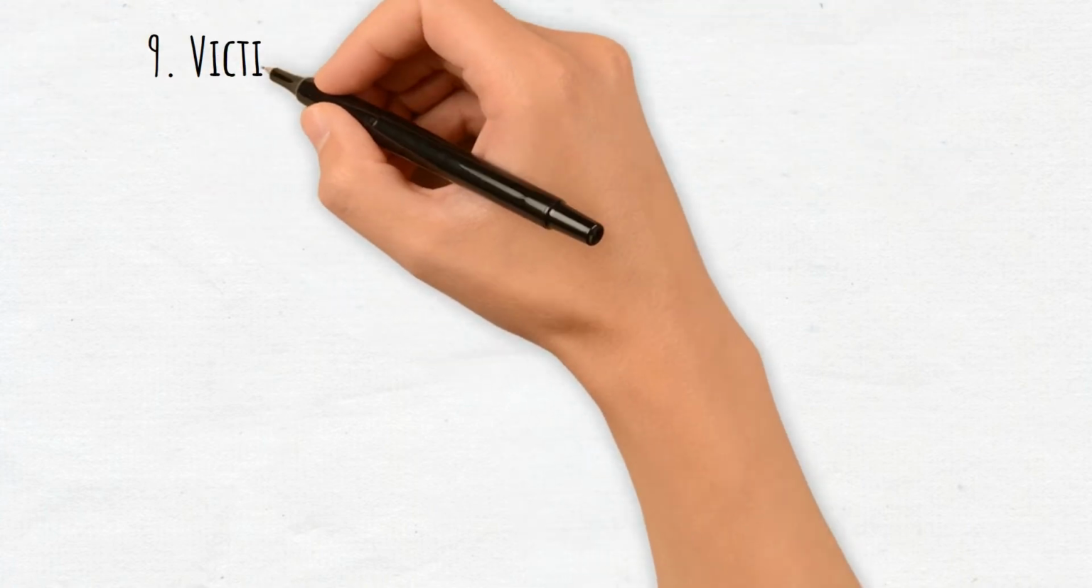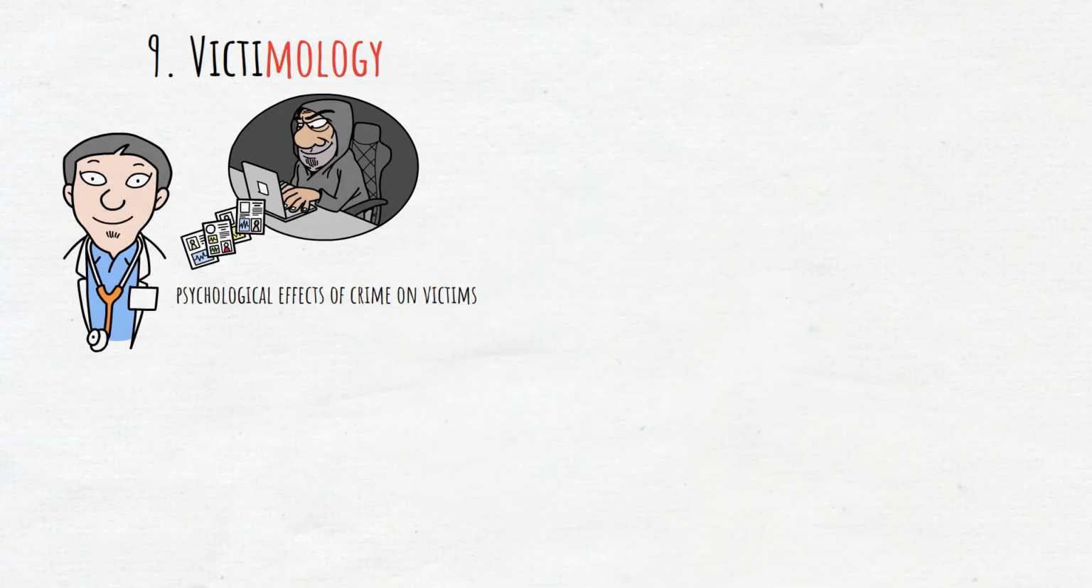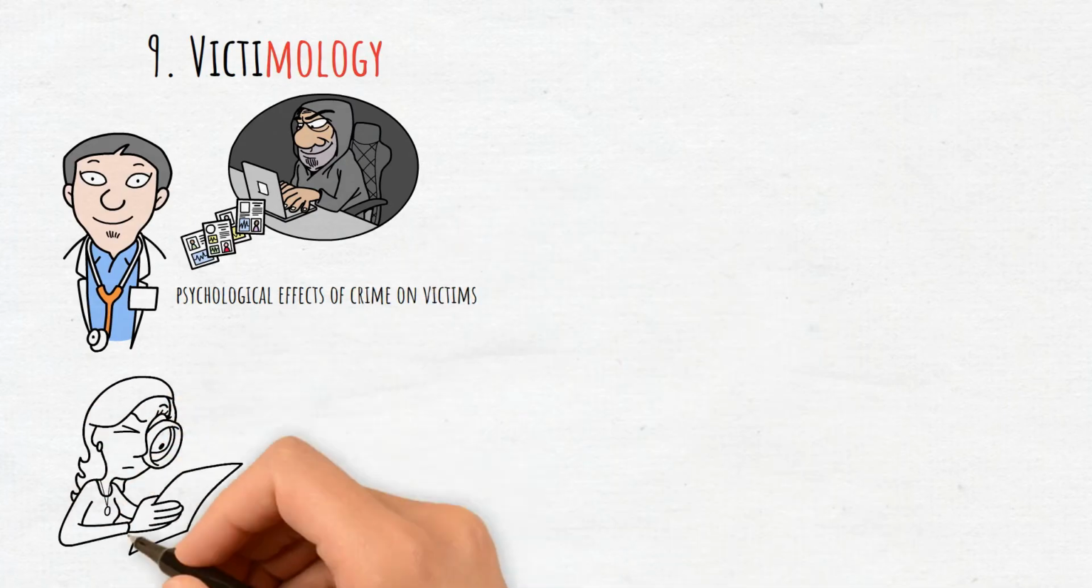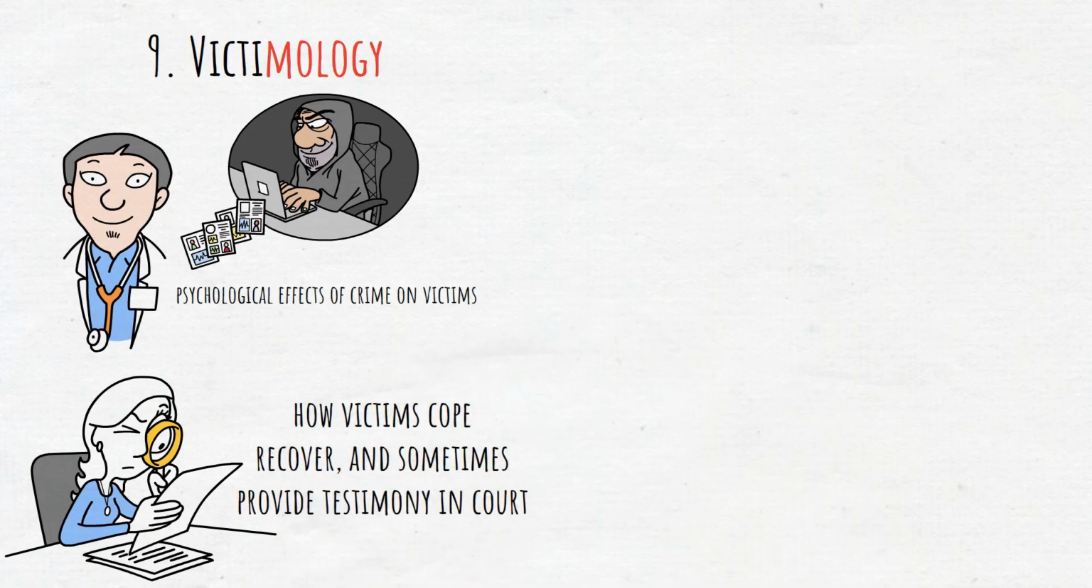9. Victimology. This branch focuses on the psychological effects of crime on victims. Forensic psychologists help in understanding how victims cope, recover, and sometimes provide testimony in court.